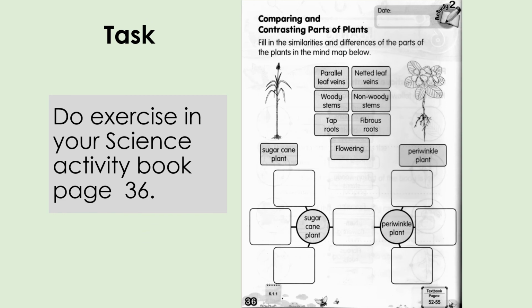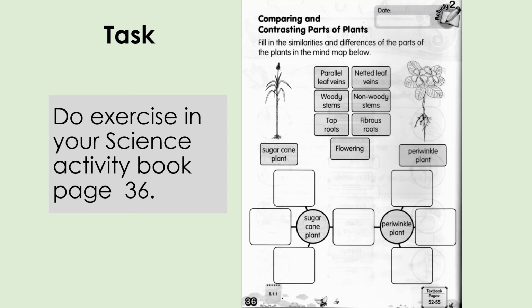I hope you understand how to compare and contrast the parts of plants. This is your task for today. Do the exercise in your science activity book, page 36. Before you start, make sure you write the date today. Comparing and contrasting parts of plants. Instruction: fill in the similarities and differences of the parts of the plants in the mind map below. This is a double bubble map. Then you have to fill in the characteristics of the plants.